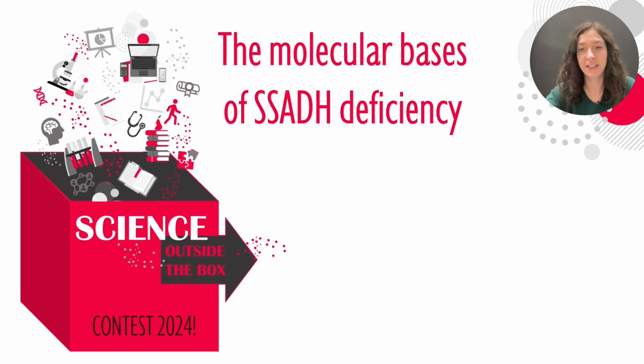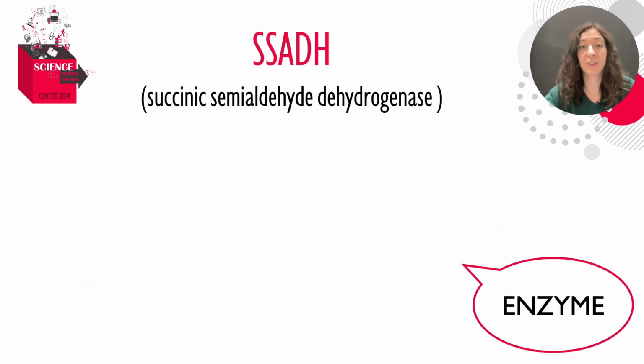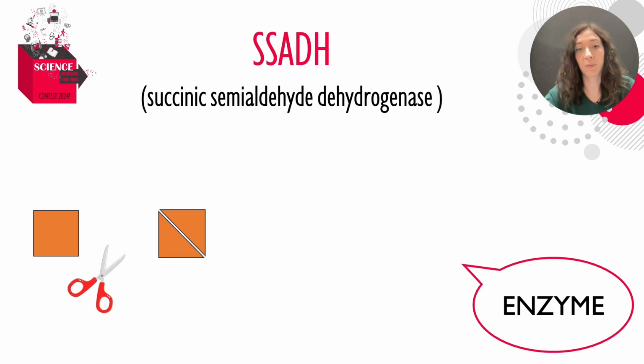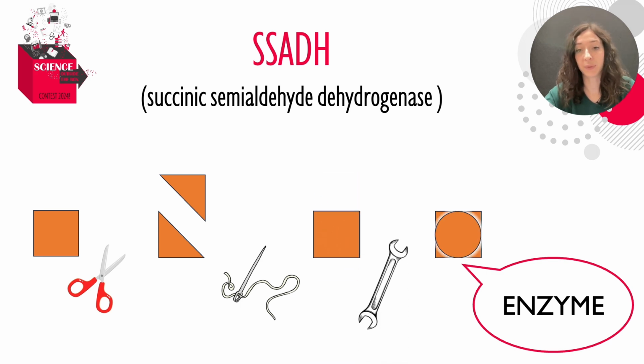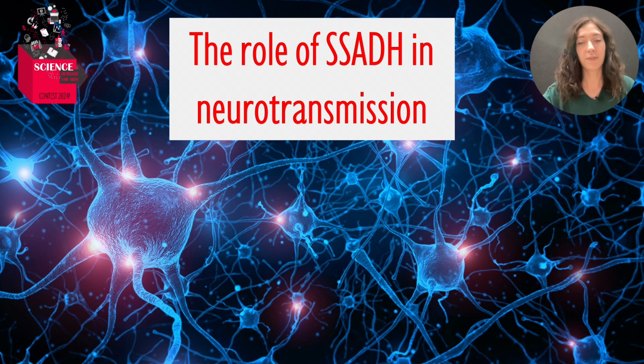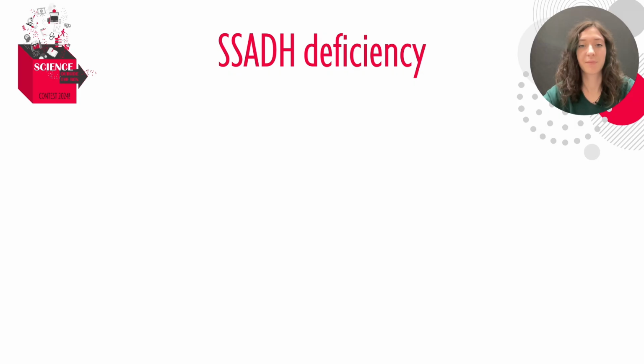First of all, SSADH is an enzyme, and as you may know, an enzyme is a protein that facilitates chemical reactions. For example, it can cut a molecule, bind two different ones together, or modify them. SSADH is a very important enzyme for the brain cells. It is involved in neurotransmission and in particular in the metabolism of GABA, a very important neurotransmitter.